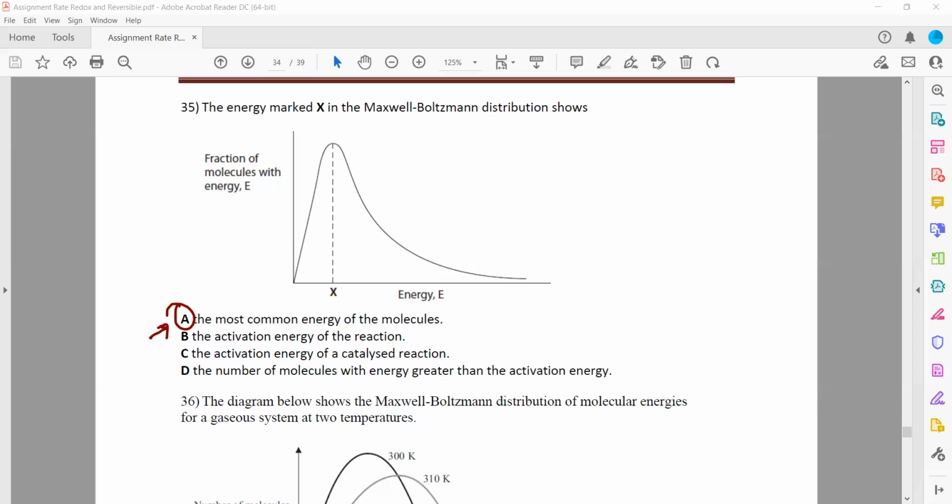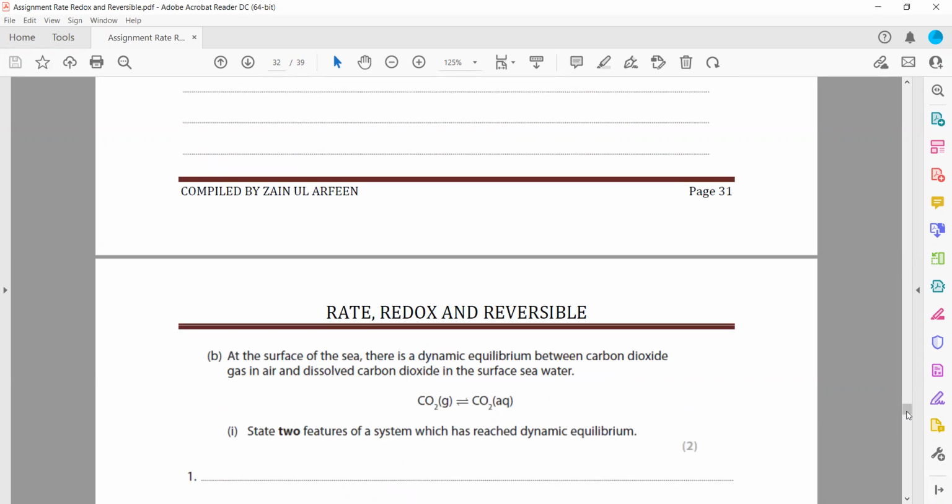So these are the doubts related to the topics rate, redox, and reversible. Any other question or doubt?